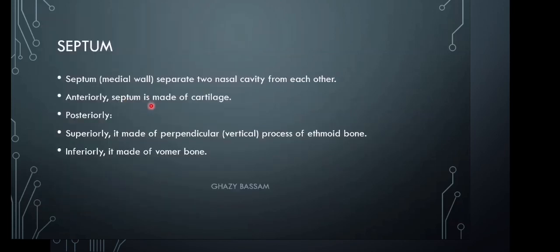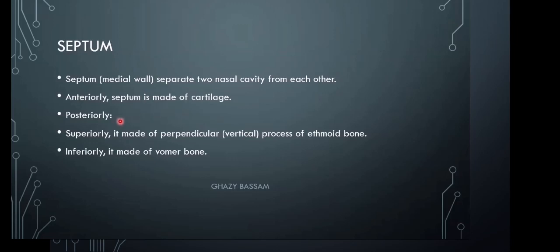Finishing with the anterior and posterior opening of the nose, now we will talk about the walls of the nasal cavity. And as we stated previously, the nose is made up of four walls: the septum, the floor, the roof, and the lateral wall. Beginning with the septum, which is the medial wall that separates the two nasal cavities from each other. Anteriorly, the septum is made of cartilage and it is a movable part.